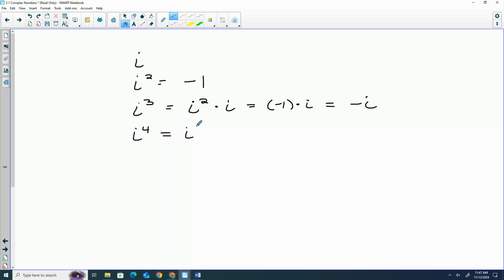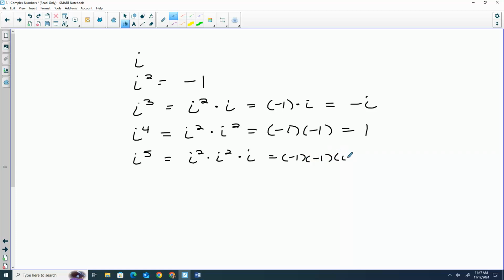What if I said i to the 4th? That's the same thing as i squared times i squared. So negative 1 times negative 1, which is 1. If I said i to the 5th, that's 2 i squared and an i left. Would we agree with that? I squared is negative 1, so it's like negative 1 times negative 1 times i, which is i. And that's where we started, right?